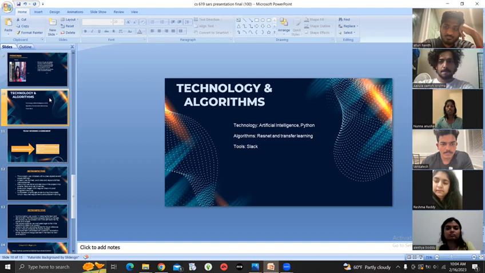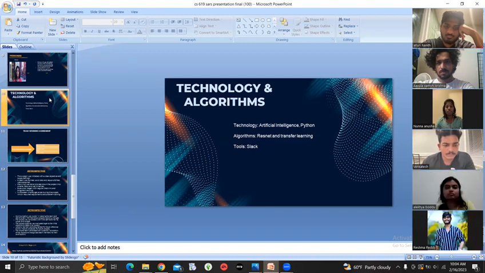Also we can use methodologies like ResNet. By using ResNet and transfer learning, these are the methodologies, and by using these methodologies, we can get the accuracy of the COVID result. Yeah, that's it. And I'll hand over to the next person.